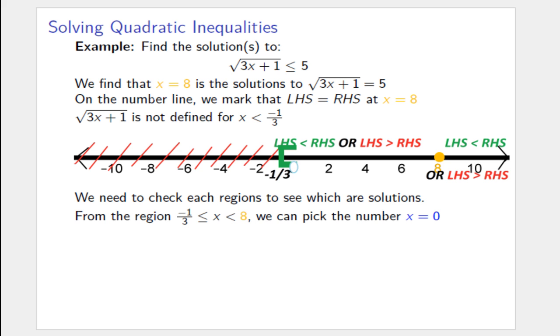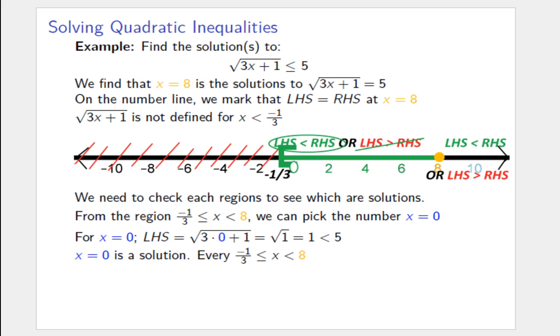To check the region x between negative 1/3 and 8, we can pick the number x equals 0. With x equals 0, the left-hand side is the square root of 3 times 0 plus 1, which is the square root of 1, which is just 1. Since this is less than 5, we get that x equals 0 is a solution. And because x equals 0 is a solution, every value of x between negative 1/3 and 8 is a solution as well.